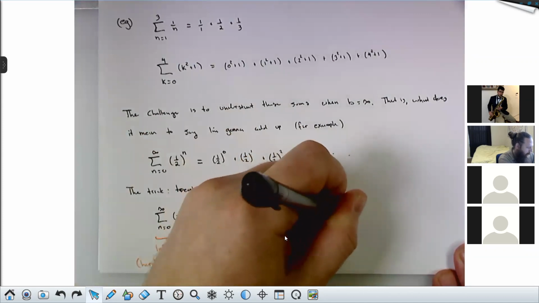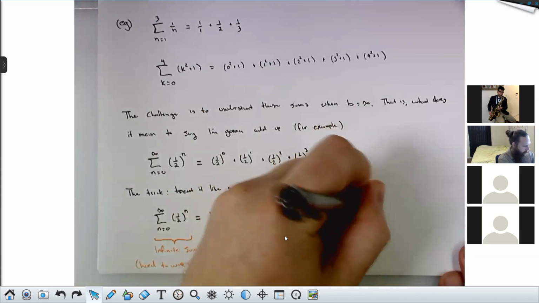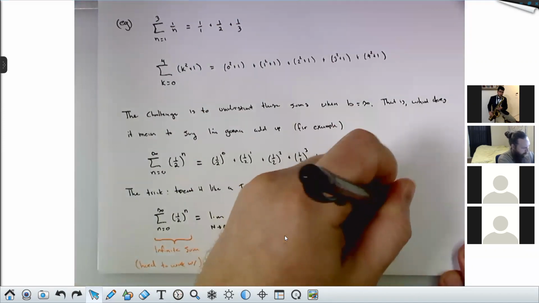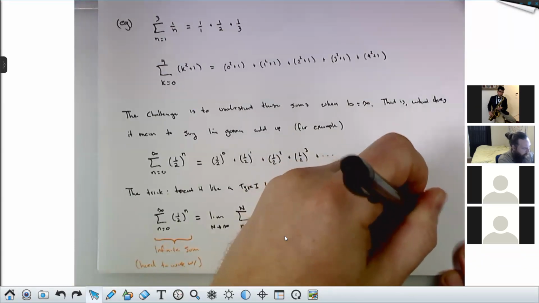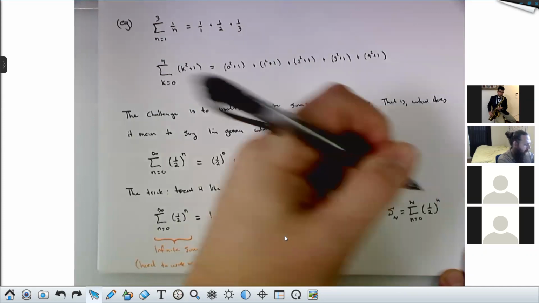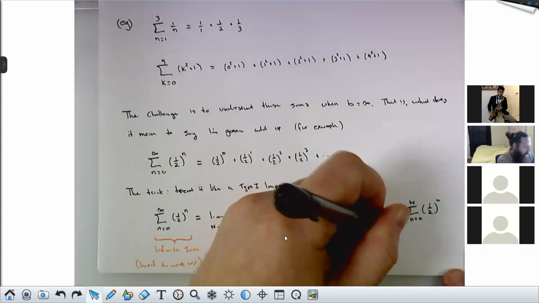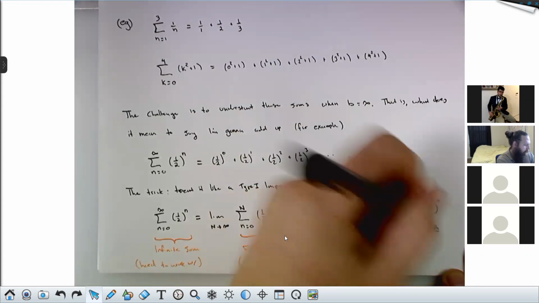capital S sub n. And again, this is where your book messes up. They use a lowercase n for both of those things. Don't do that. Use a capital N for your partial sums, where S sub capital N is that sum, the sum from little n equals 0 to capital N of whatever you have inside, is called the capital Nth partial sum.